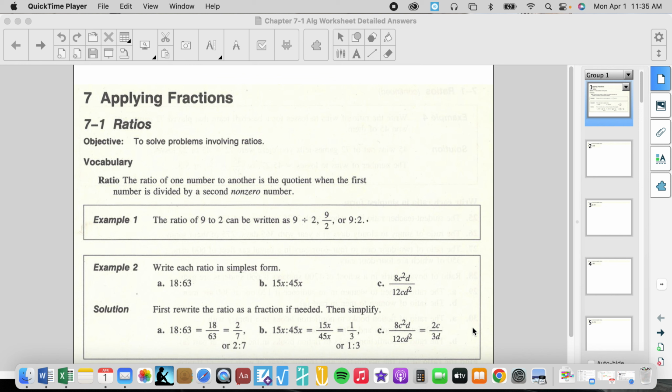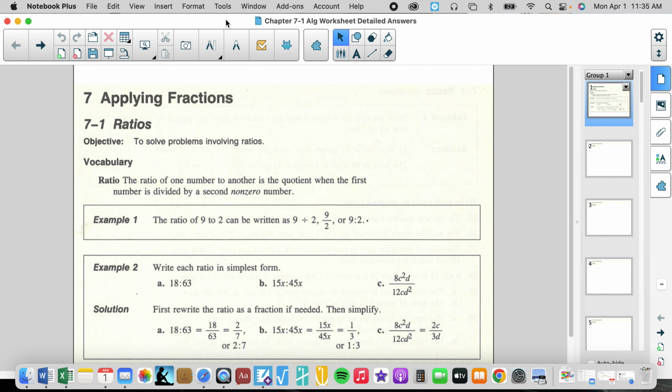Chapter 7 in the Algebra 1 Structures and Method, Book 1 by McDougal Littell, with our favorite author, Mary Dolciani, an excellent writer of math content. This is Chapter 7, Applying Fractions, 7-1, Ratios. We're going to complete all of Chapter 7.1 over this Easter break, and we're going to deal with ratios.